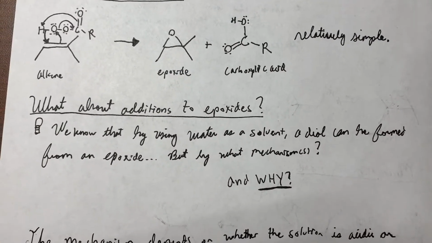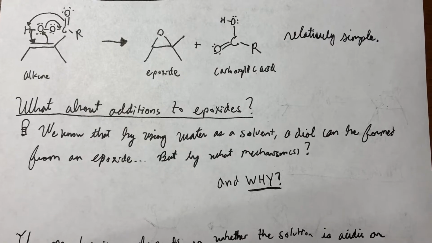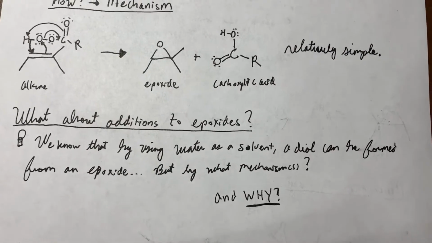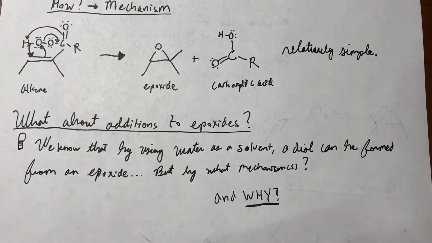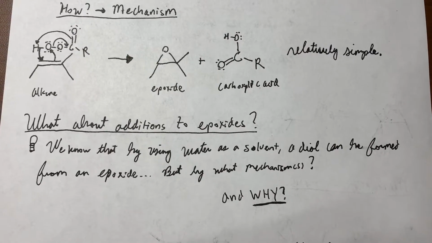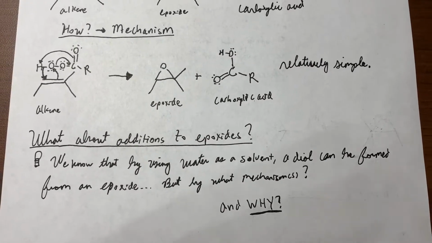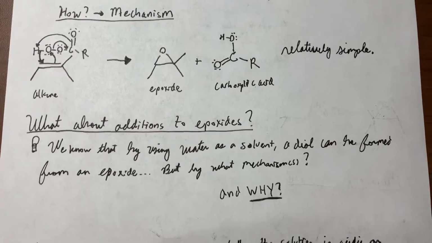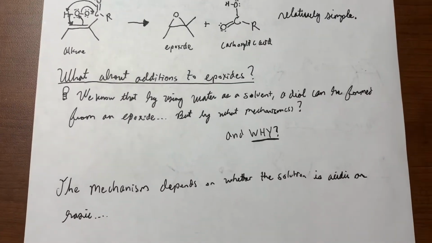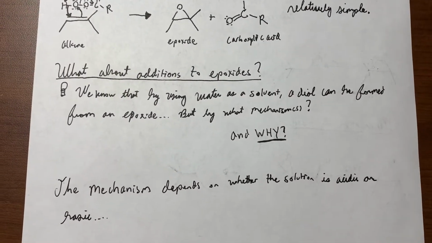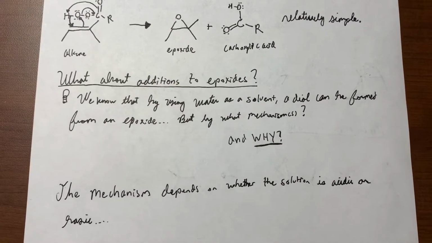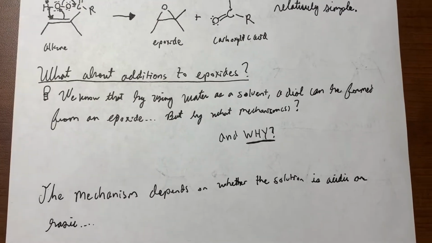So we know that by using water as a solvent, a diol can be formed from an epoxide, but what is the mechanism for that? Are there multiple mechanisms for that, and why? What's driving that mechanism? So the mechanism depends on whether the solution it is in is acidic or basic, and I'll show you how that comes into play right now.